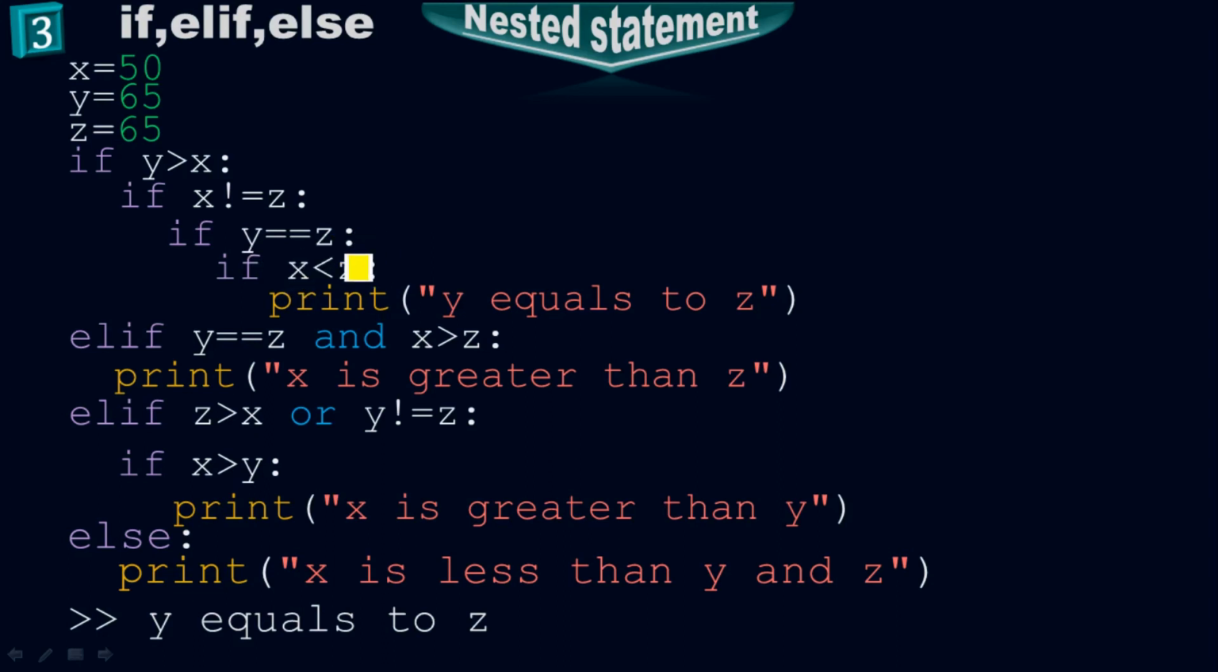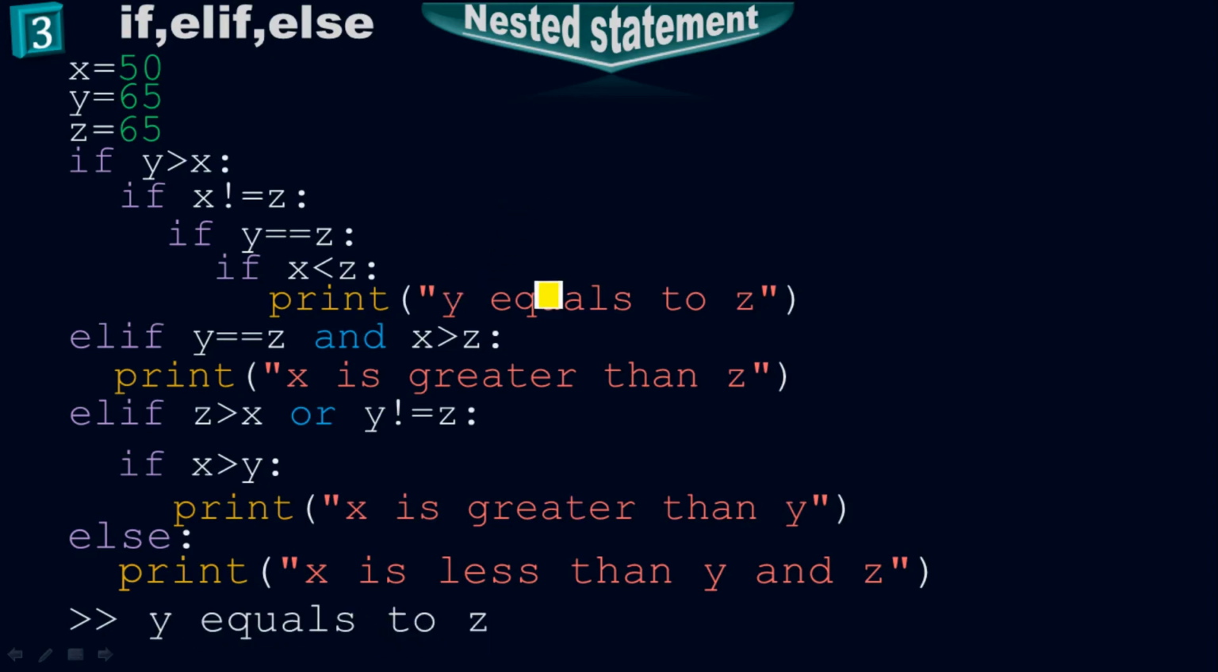Then the program comes to the fourth statement here. If x is less than z, what is x? X is 50. Z is 65. So 50 is less than 65. Therefore the fourth statement is also true. It is satisfied. Since it is true, the print function will print this expression y equals to z. Therefore we have y equals to z in the final output.